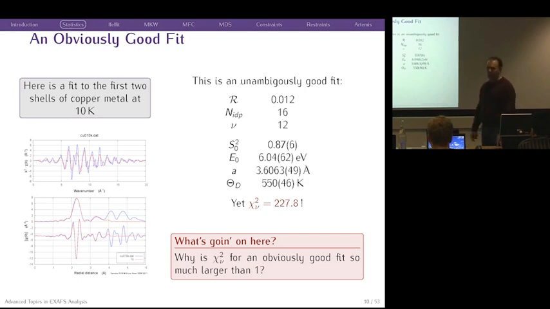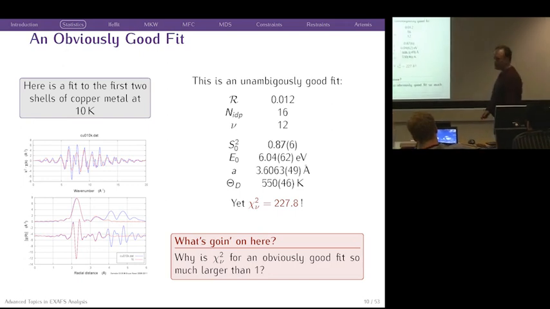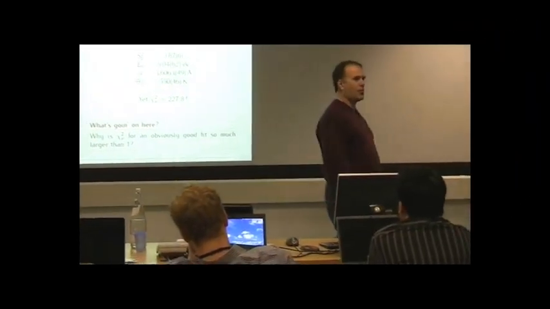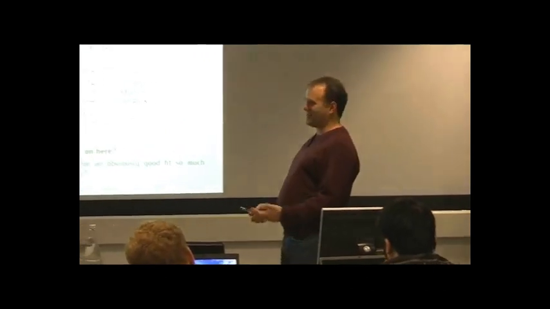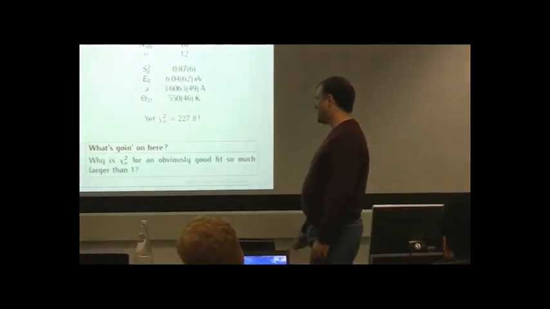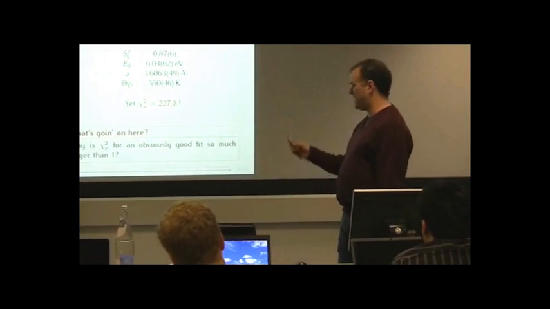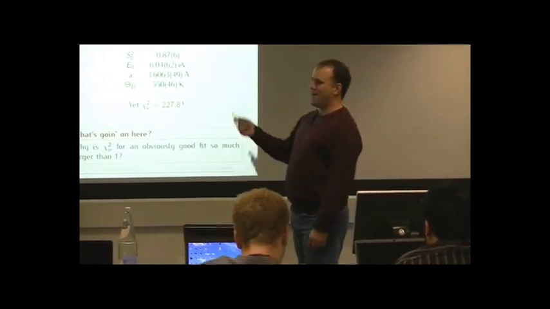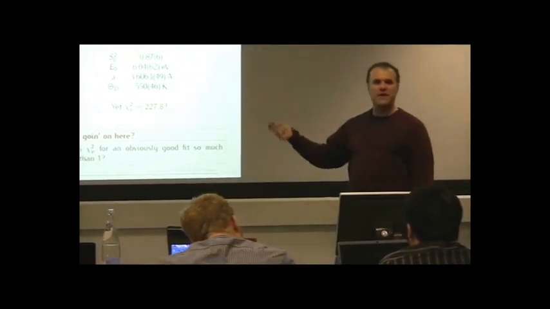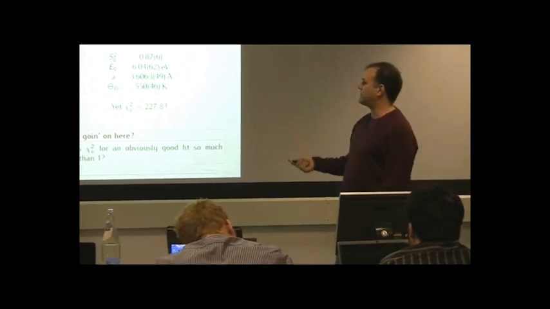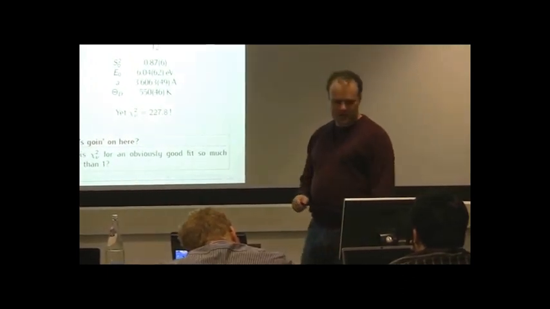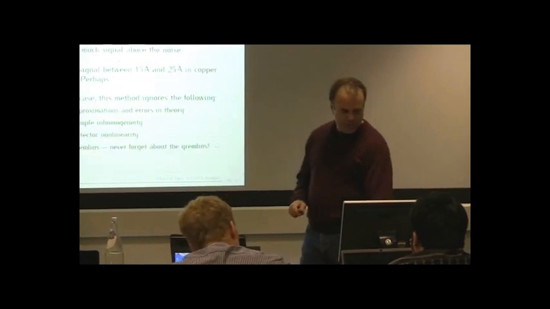And when we do all the stuff in IFEFIT, we end up with a reduced chi-squared of 228, which is clearly not 1. It's not even approximately 1, except in the furthest, most generous sense of the word approximate. So what's going on? How can we have a fit that is unambiguously, easily, defendably good as this fit and still have a reduced chi-squared of 227?